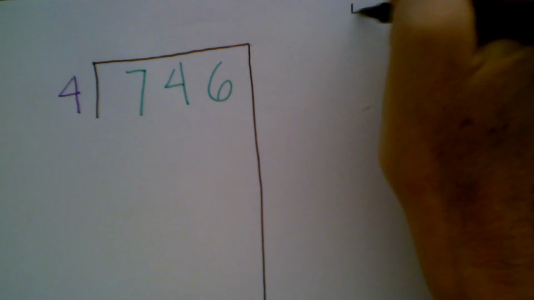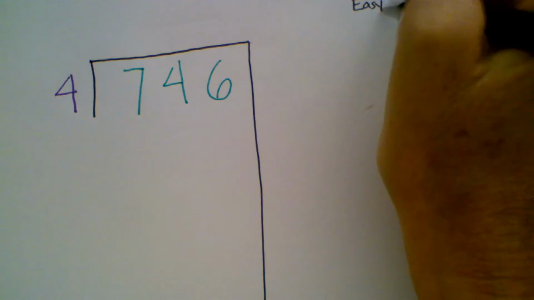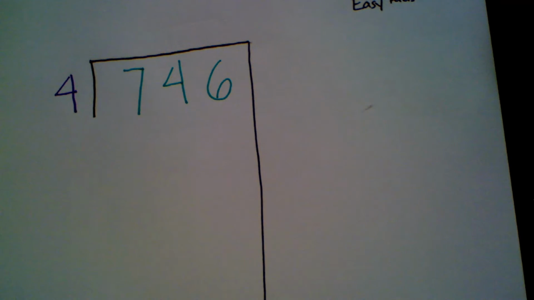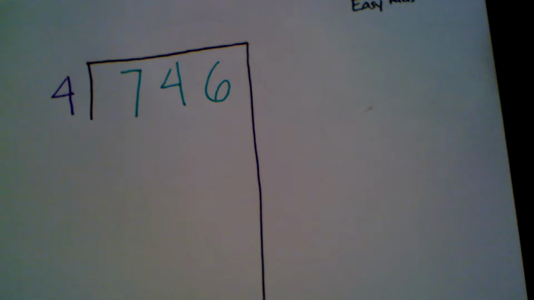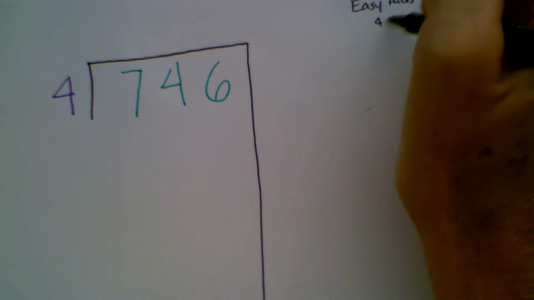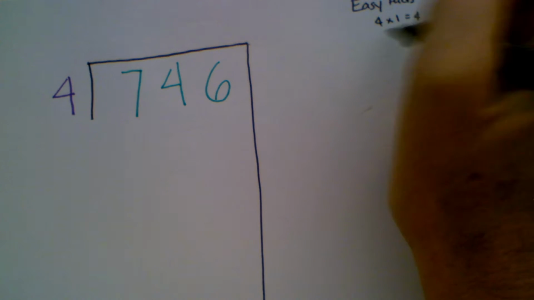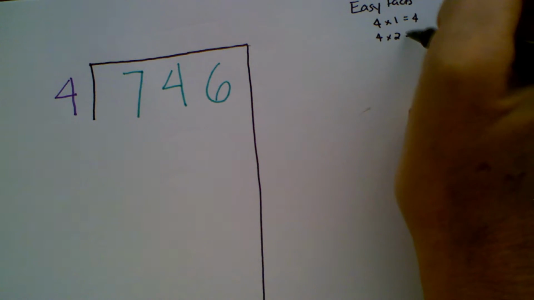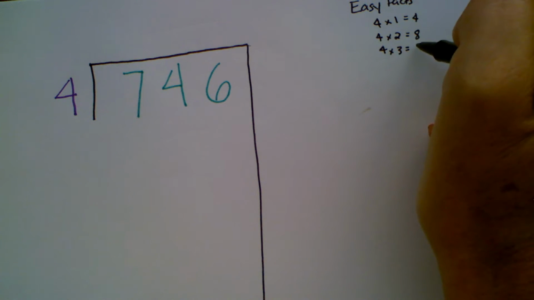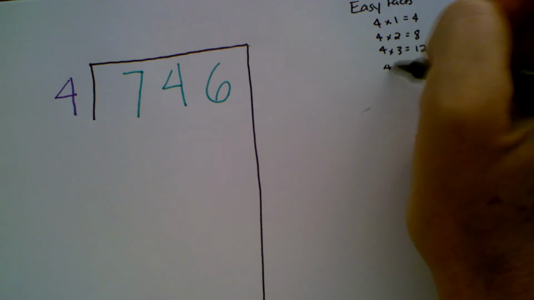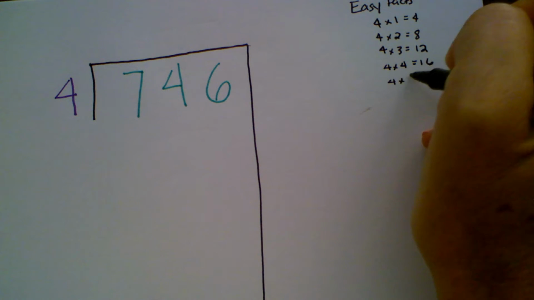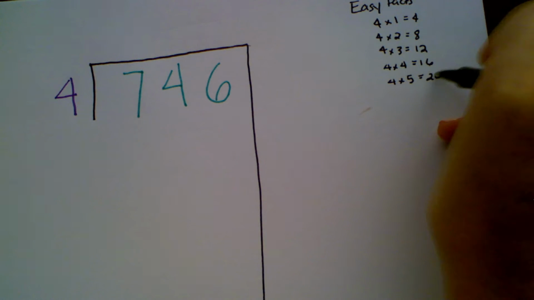Well, I'm going to write them down over here in the corner. If you think of them, you can keep them in your head. You don't need to write them down, but it's very helpful to write them down. So you think, okay, 4 times 1, well, we know that's 4. 4 times 2 is 8. 4 times 3, 12. We know that 4 times 4 is 16. We know that 4 times 5 is 20.